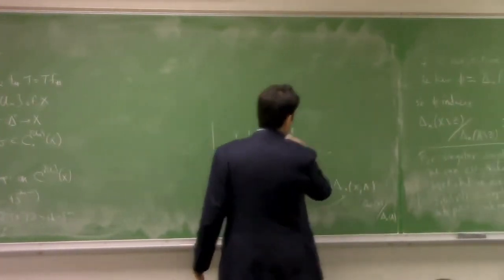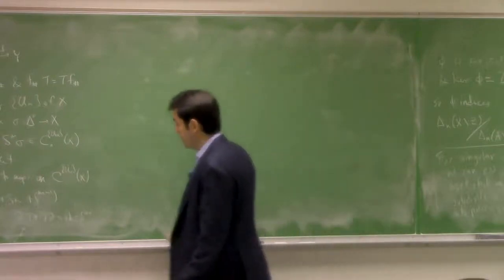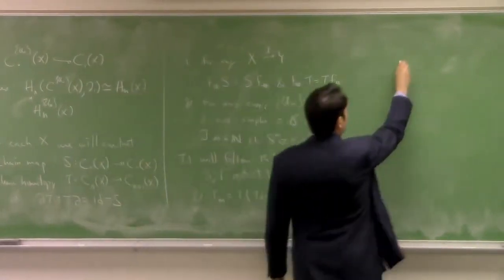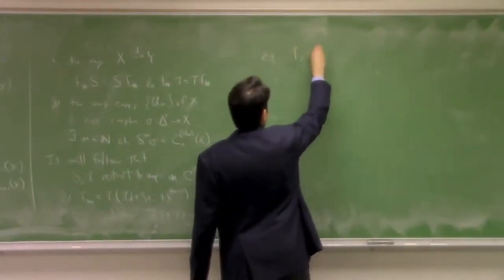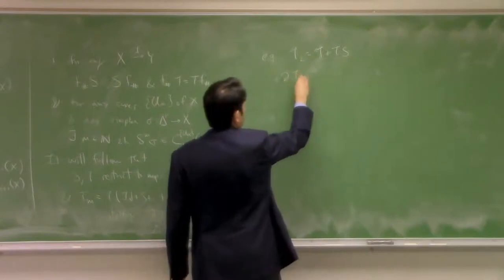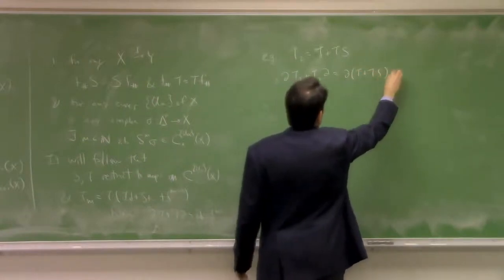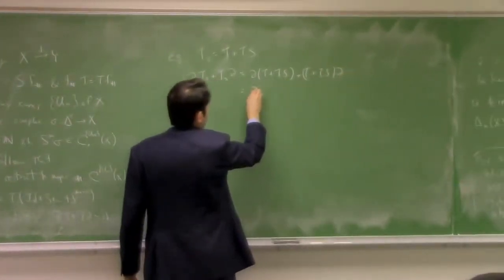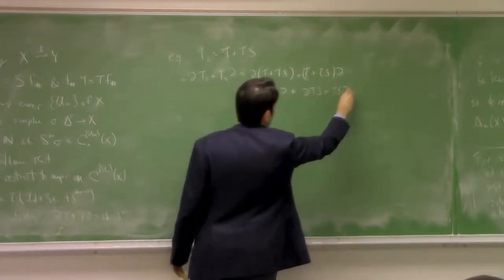When you say it will follow, will you show explicitly that it follows? Yeah, so this one should be clear, and this one will be clear if I do the case m equals 2. E.g., if T2 is equal to T plus TS, then boundary T2 plus T2 boundary is boundary of T plus TS plus T plus TS boundary. So that's boundary T plus T boundary plus boundary TS plus TS boundary.